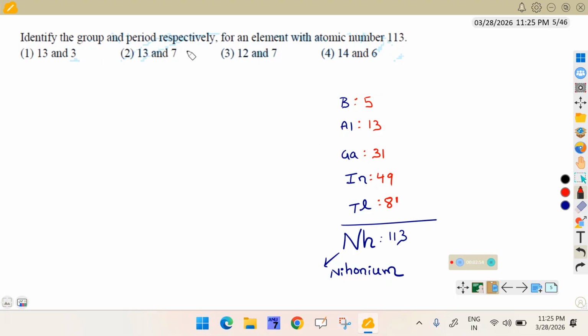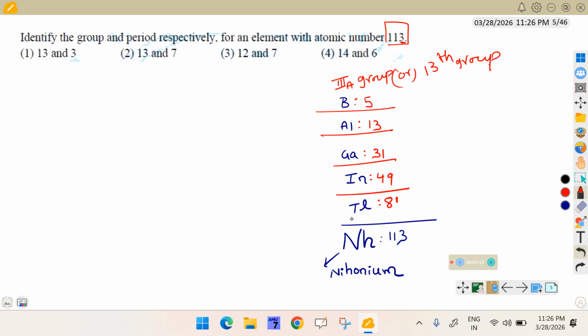Identify the group and period respectively for the element with atomic number 113. 3A group element, 3A group or 13th group. Period number second, third, 4, 5, 6, 7. 13th group, 7th period. Element 113 is nihonium. 13th group, 7th period.